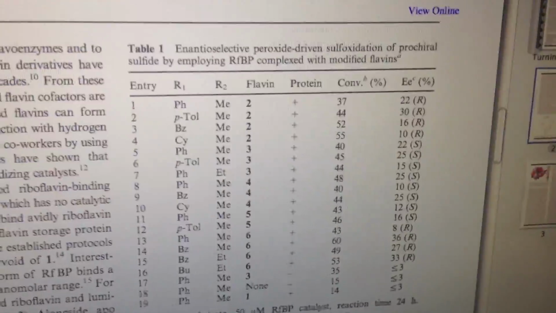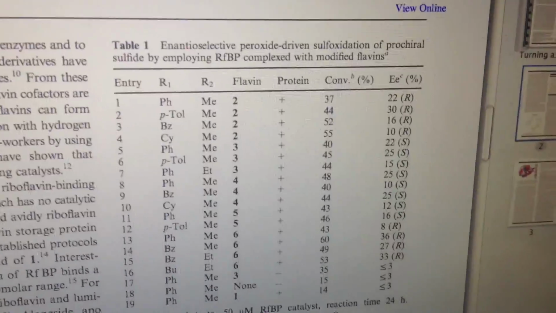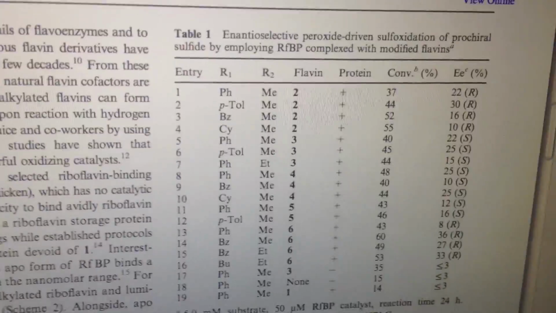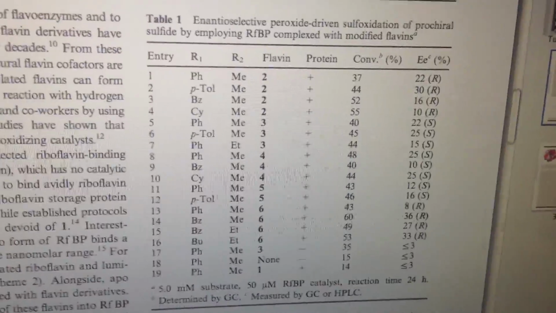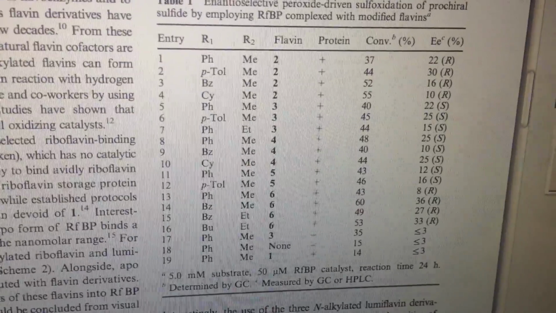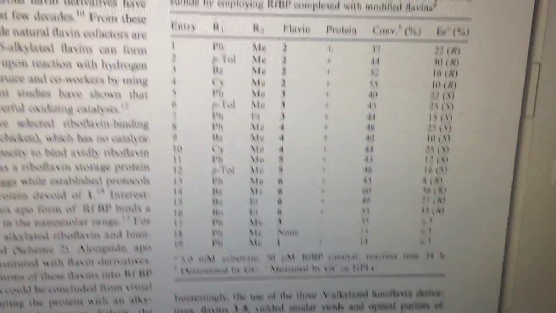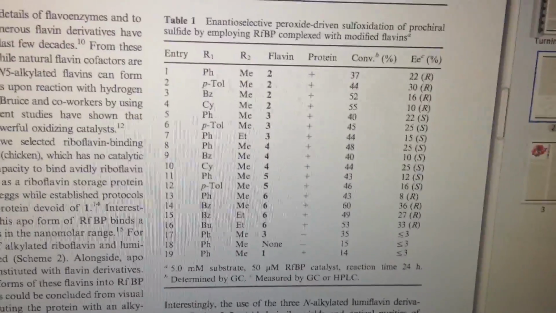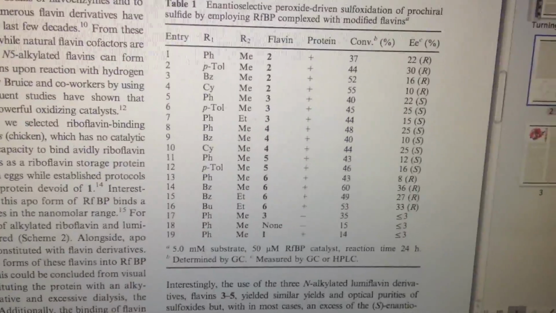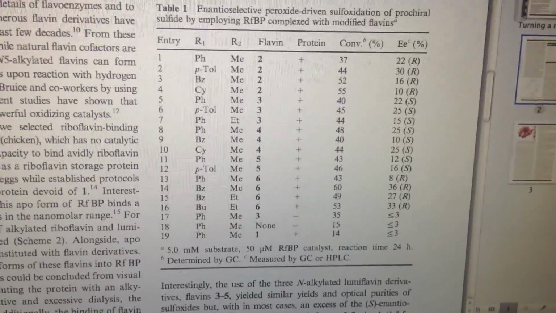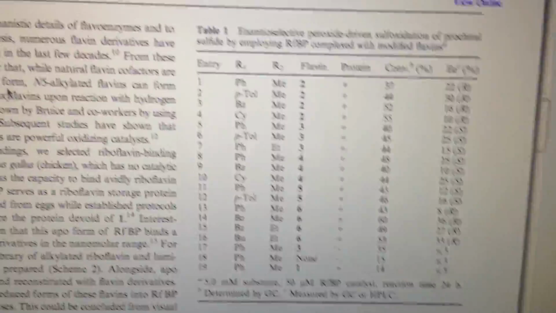The most effective combination was with the benzyl group as R1 and the methyl group as R2, and the flavin was flavin 6, and it had a rate of 60% conversion. This was very successful, and I'm sure with more research and funding that they would find a way to possibly use this in labs and help reduce the cost of experimental drug trialing.